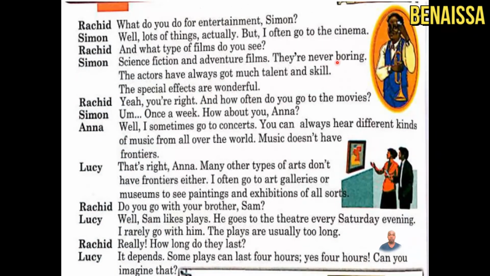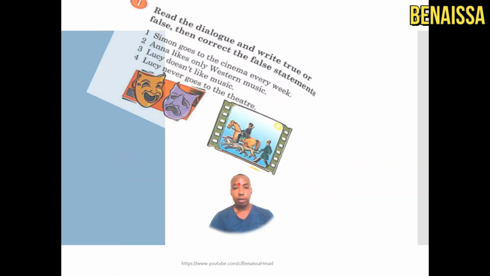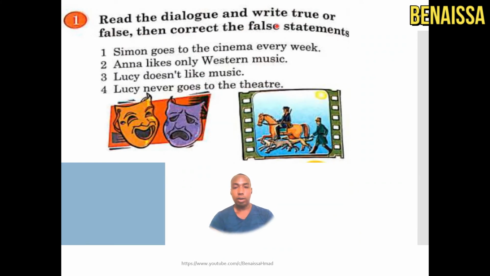Let's read the conversation. Take, for example, five minutes to read and answer the questions. Okay. Let's read. Now read the dialogue and write true or false.